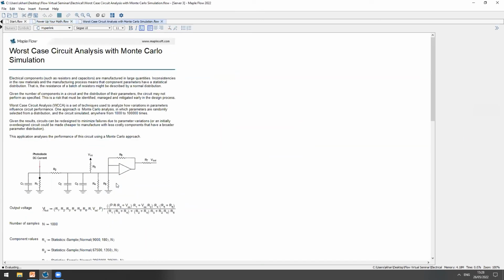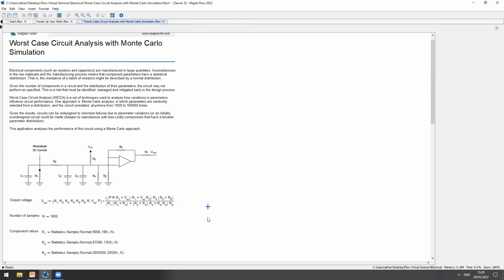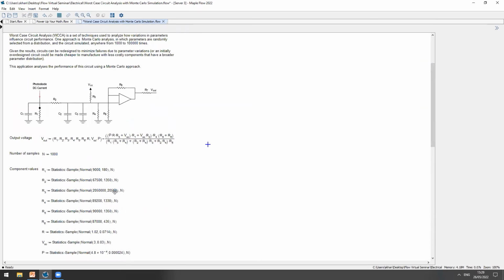Let's just dive straight into this application. In this application, I'm actually going to use Monte Carlo simulation to perform worst case circuit analysis of a photodiode circuit. This function gives you the output voltage in terms of 9 parameters. Each parameter has a resistance or capacitance defined by a normal probability distribution with different mean and standard deviations.